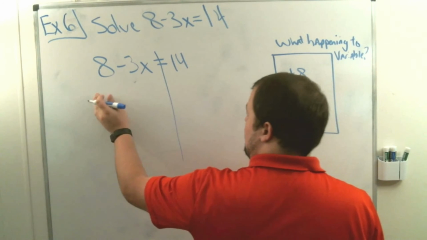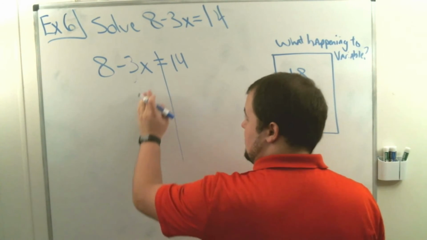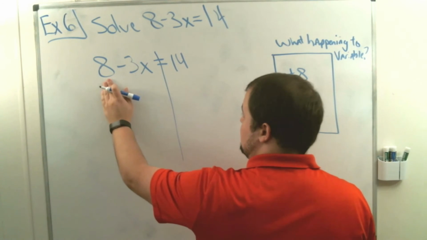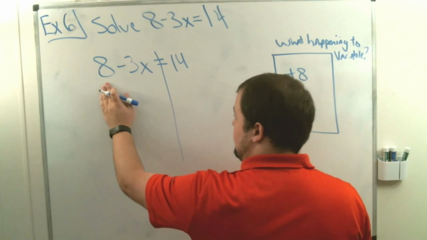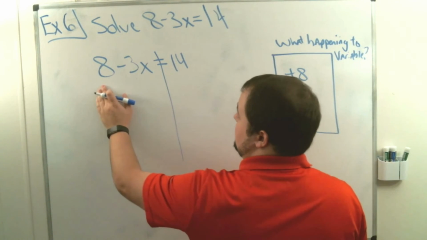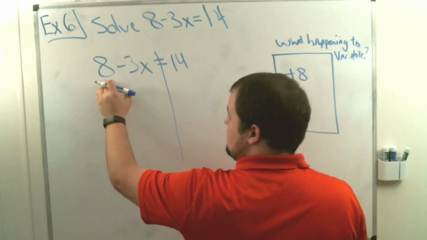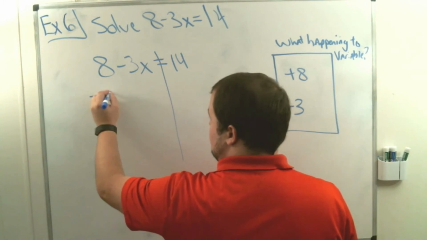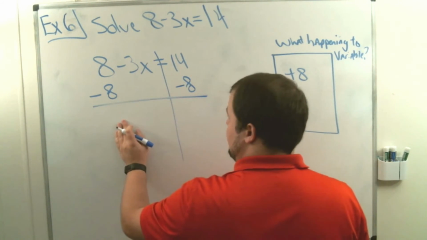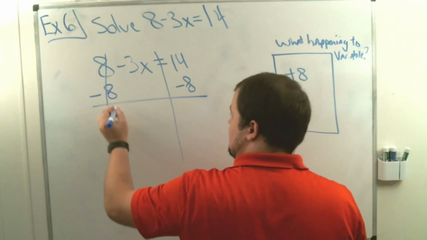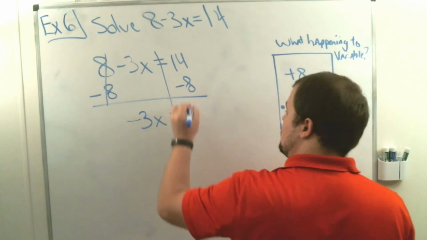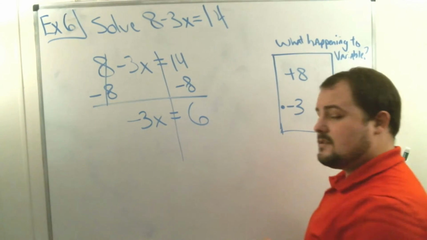So I know I want to get rid of the number that's on the same side as the variable x, but not with the x. Since 8 is on the same side, but not with x, I want to get rid of that first. To get rid of 8, I would not add 8, because 8 plus 8 is 16, it stays there. So in order to get rid of that, I'm actually going to subtract it. And if I subtract it on one side, I've got to subtract it on the other. 8 minus 8 cancels out. We have negative 3x equals 14 minus 8 is 6.